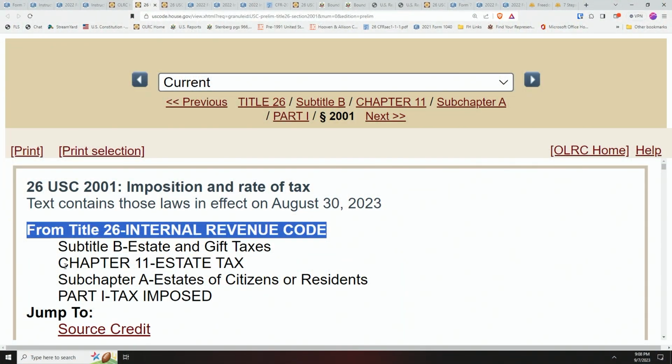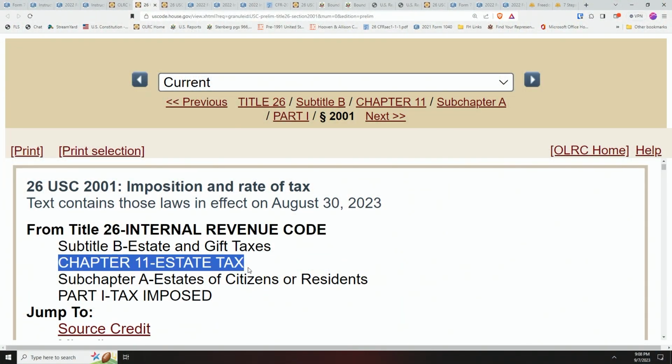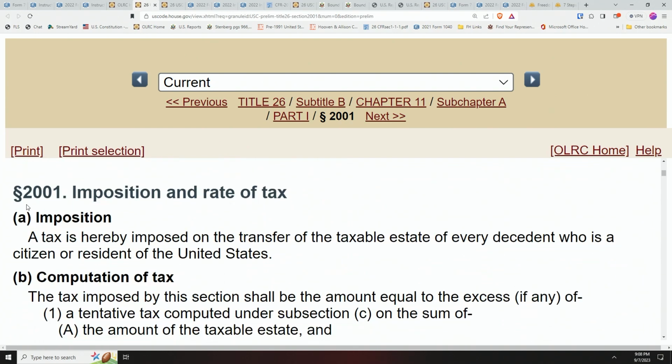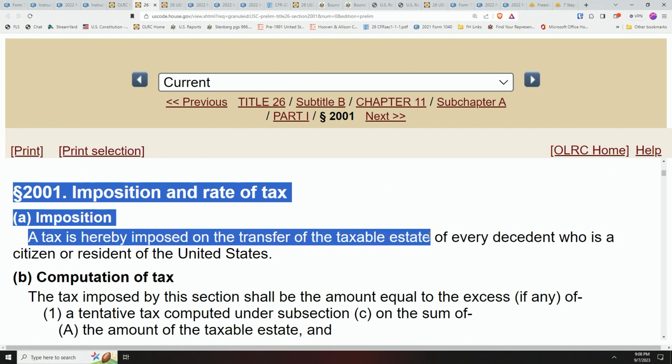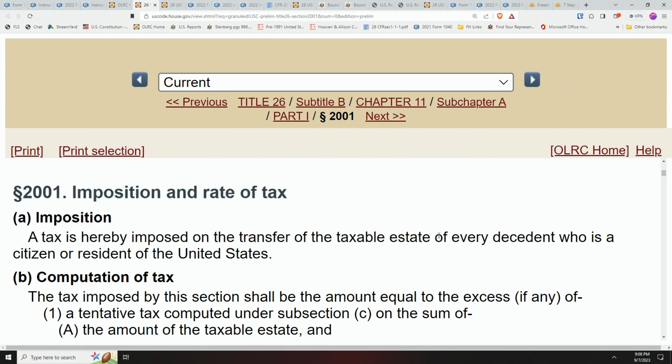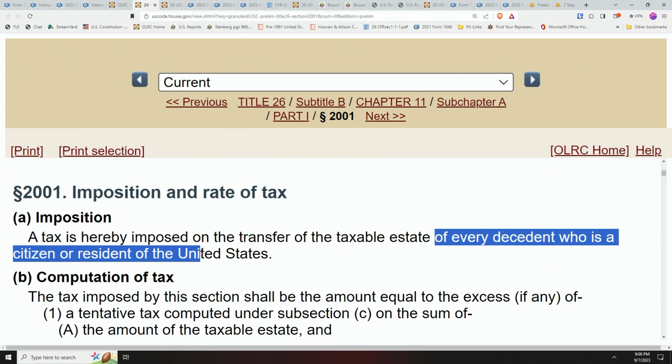So here you see under Estate Tax Chapter 11, there's Section 2001 that says that a tax is hereby imposed on the transfer of the taxable estate of who? Of every decedent who is a citizen or resident of the United States. So it hinges on the term United States.